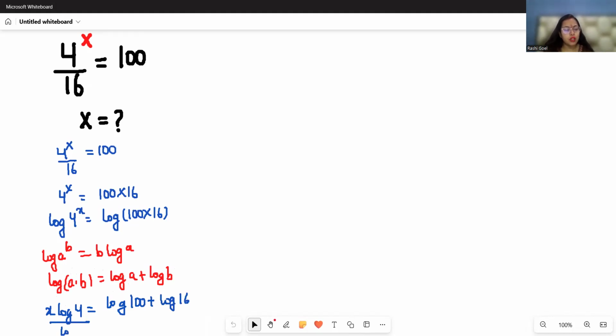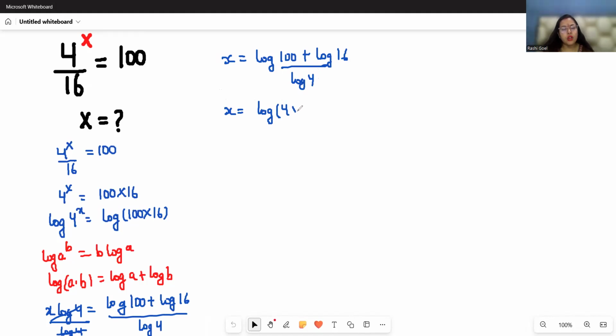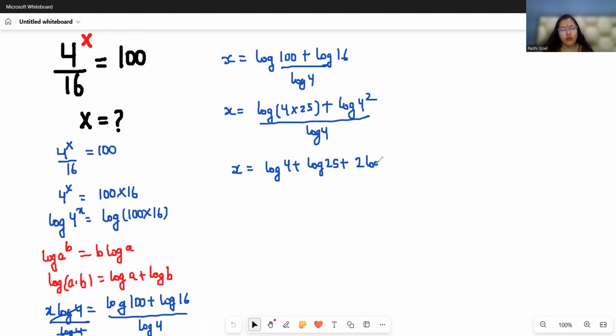So if I divide both sides by log 4, so this will cancel out. So x equals (log 100 plus log 16) by log 4. Now log 100, I can write it as log (4 times 25) plus log 16 as log 4 squared, by log 4. Again, I'm going to use the same identity, so it becomes log 4 plus log 25 and this becomes 2 log 4, by log 4.